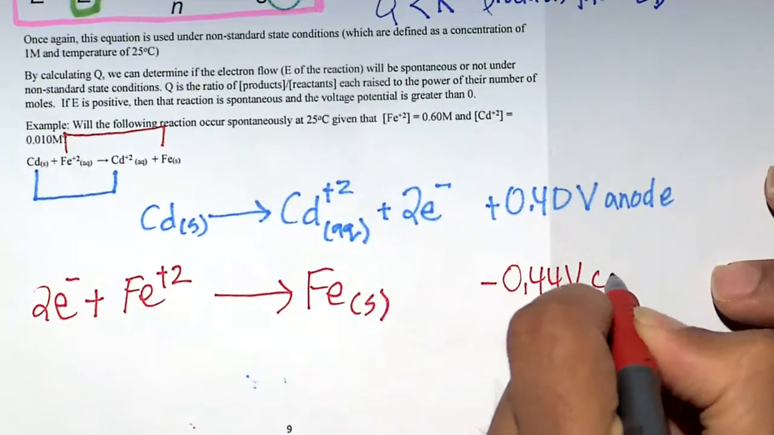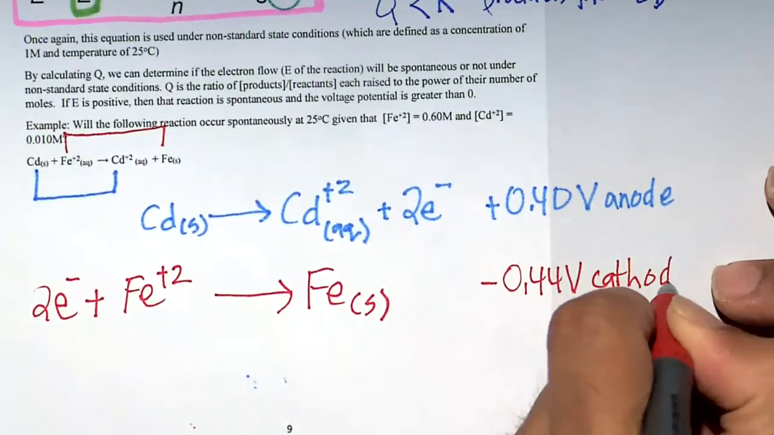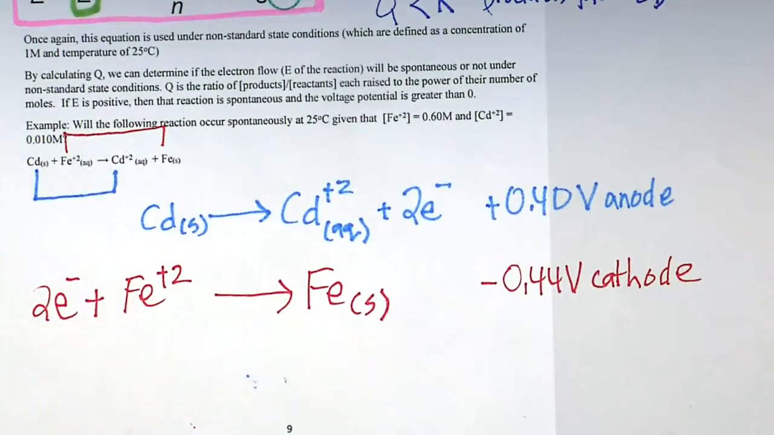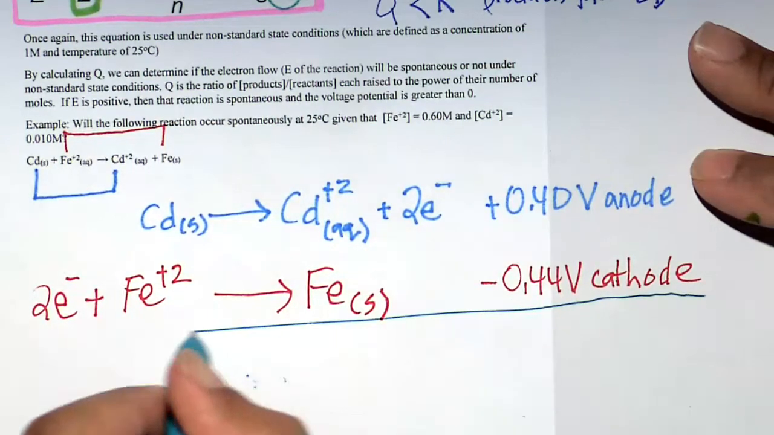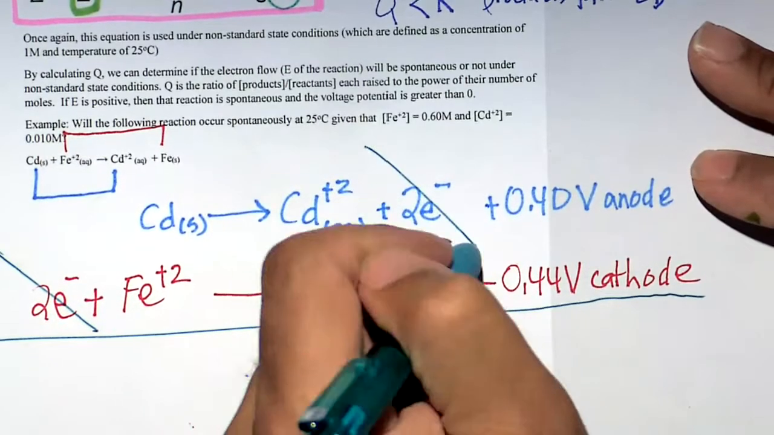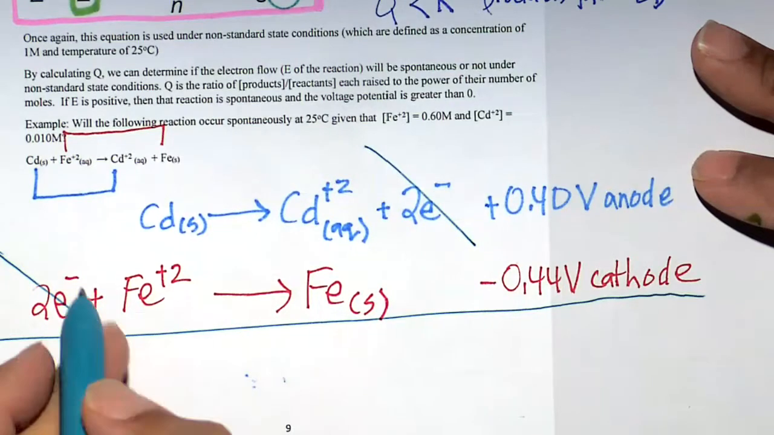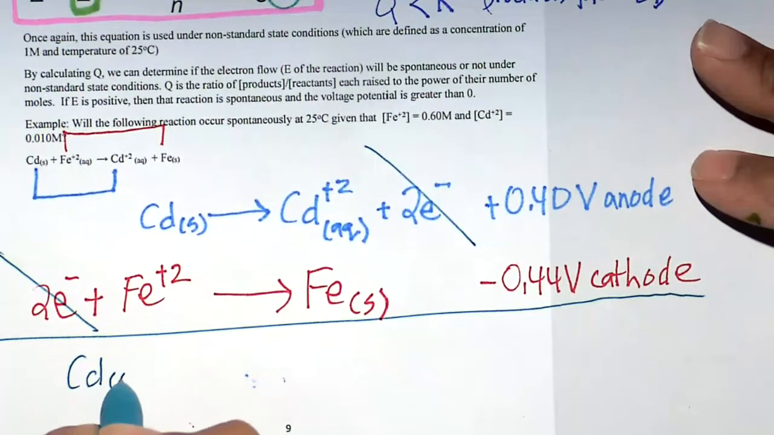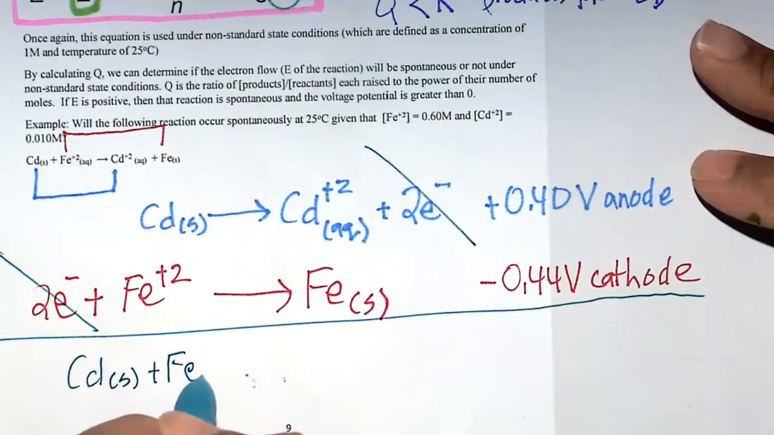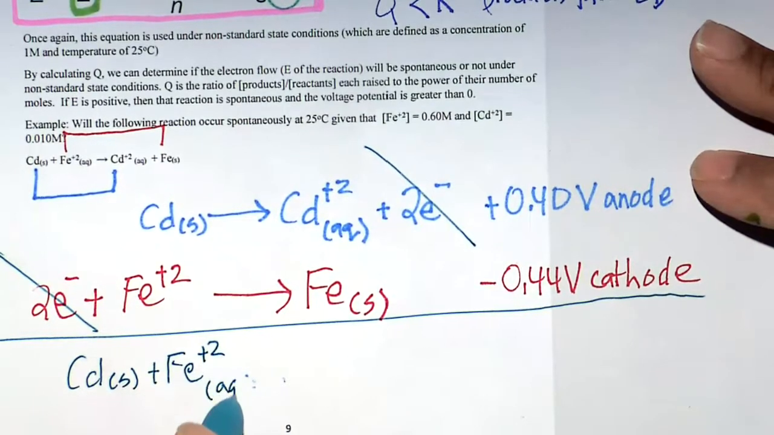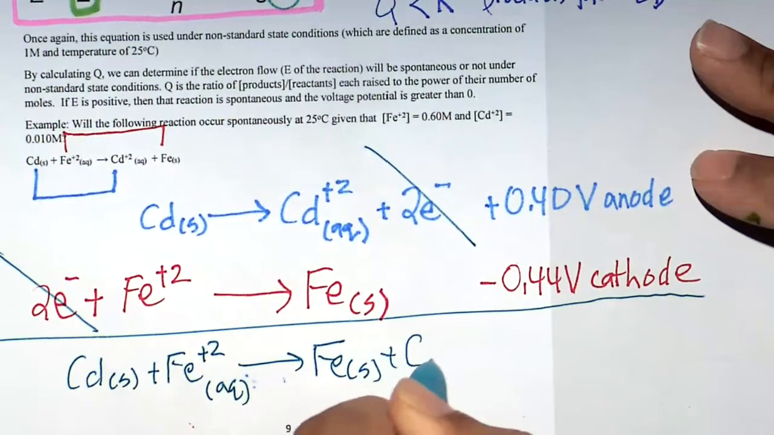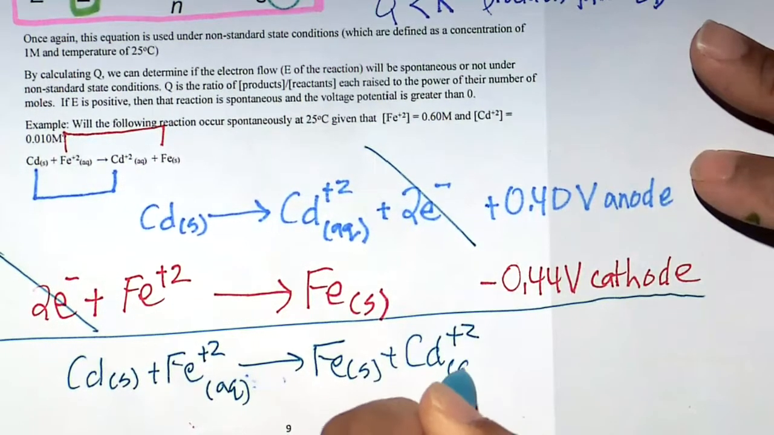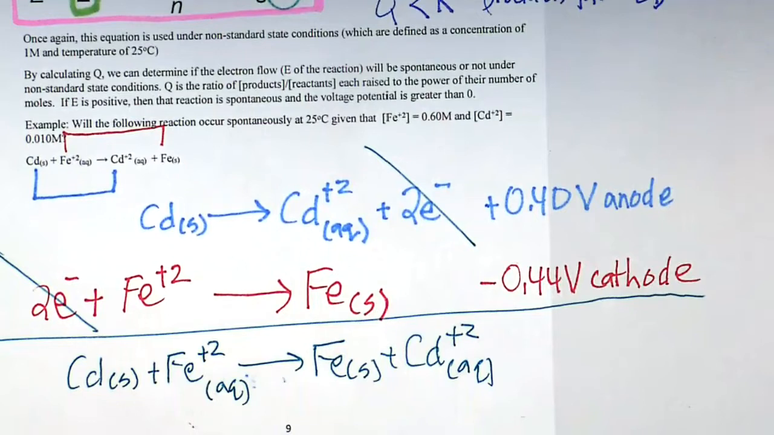Okay, we're going to call this the cathode, which is the site of reduction. We don't need to multiply anything because the two electrons cancel. We have Cd solid plus Fe plus 2 aqueous goes to Fe solid plus Cd plus 2 aqueous. It doesn't matter what order you put it in.